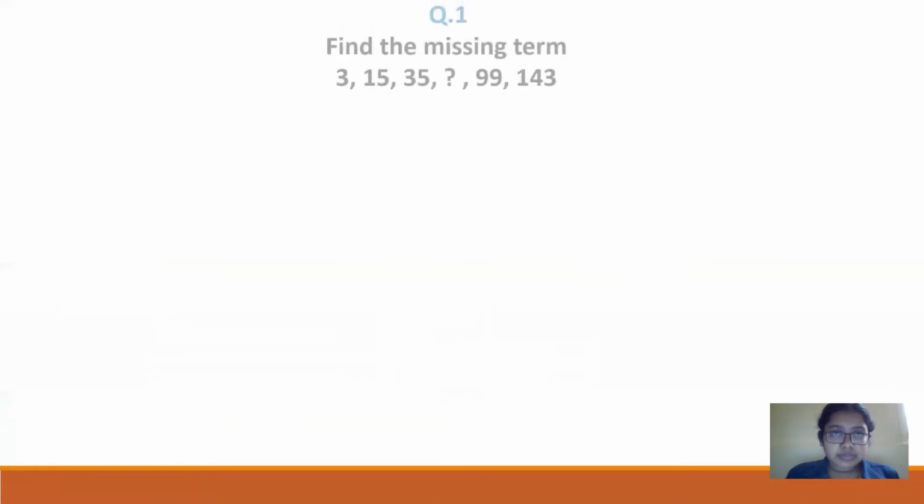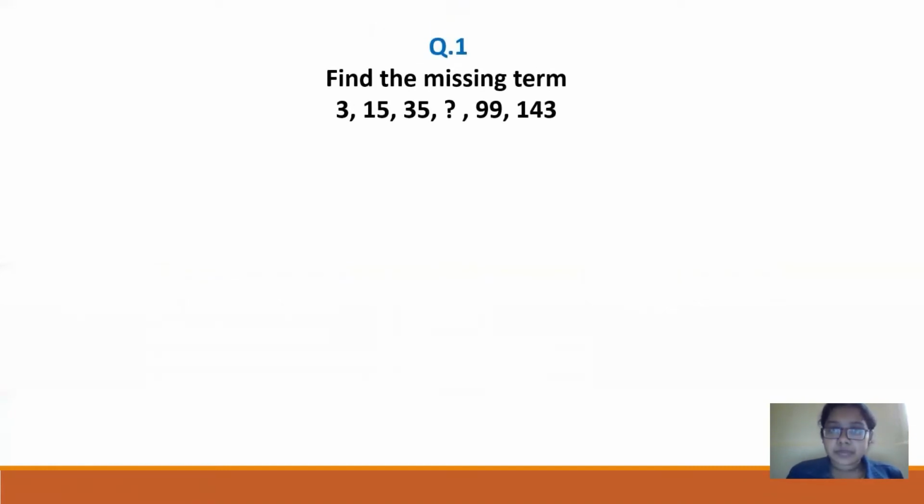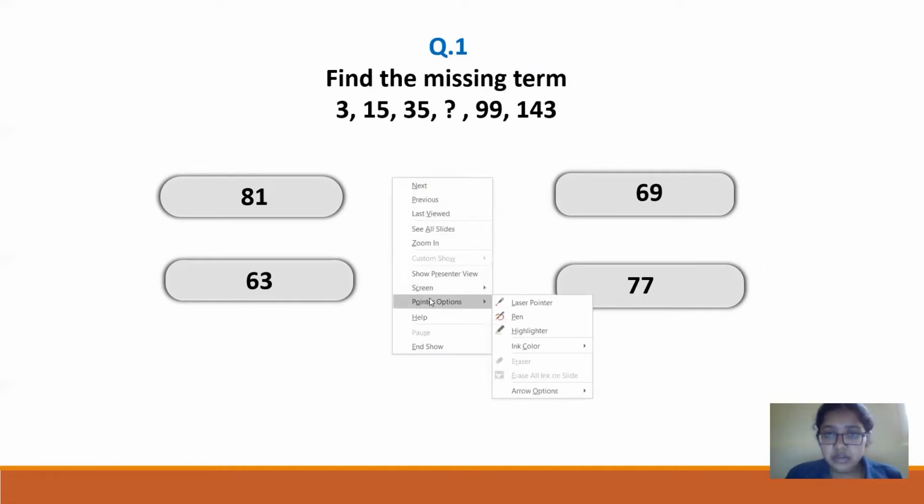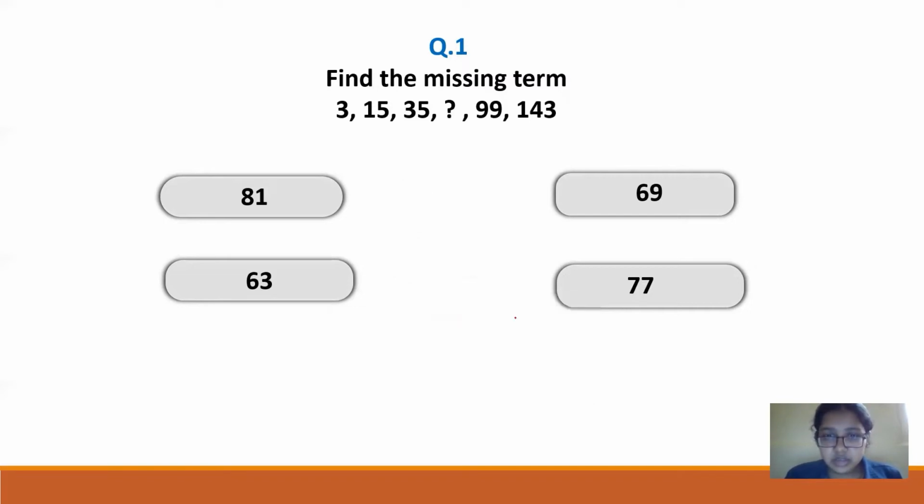Moving to the next question. Find the missing term. 3, 15, 35, dash, 99, 143. The options are 81, 69, 63, 77. So if you see over here, the change is not gradual. It's a big difference we are seeing in this question, right? So it can be a type of square question, a cube question. So let's take an approach to this question in that way only, guys.